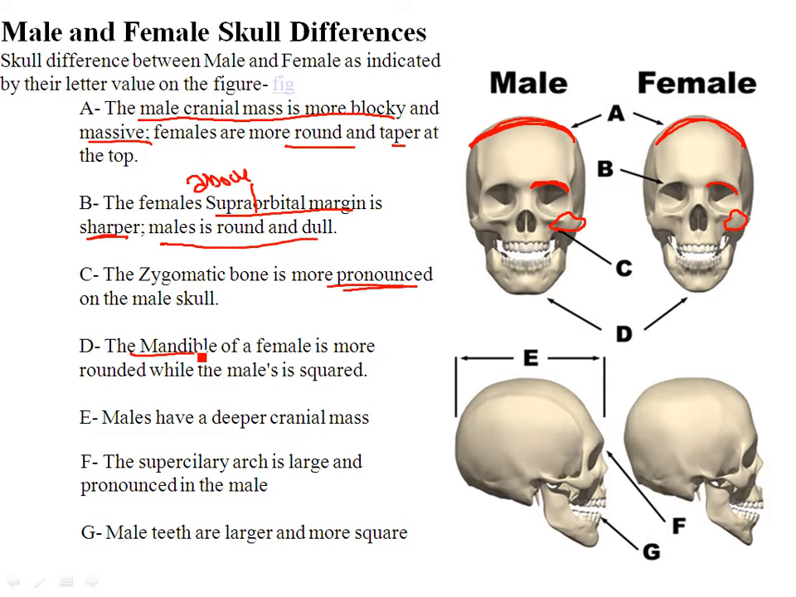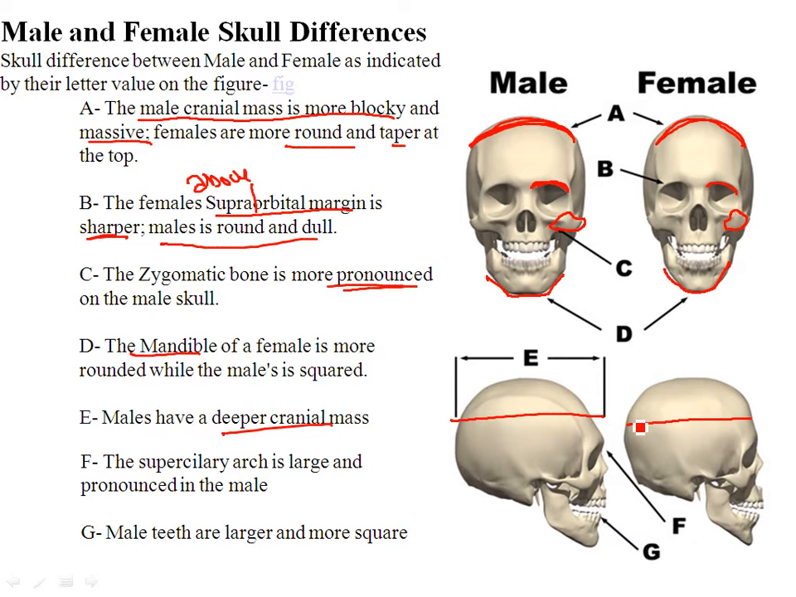The mandible, you remember what the mandible is? Okay, that jawbone. The mandible on the male is more squared. Males typically have that square masculine jawline, while the female has the more feminine rounded jaw. Males have a deeper cranial mass. That simply means that from the front to the back is typically longer on the male than the female. Okay, so the head is longer this way. The skull is longer this way.